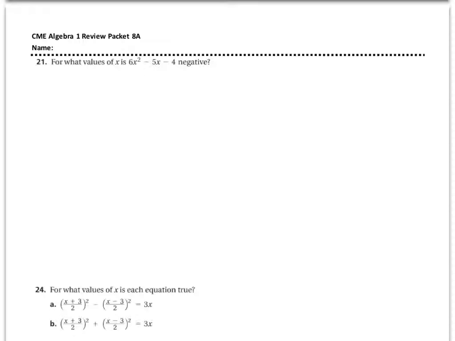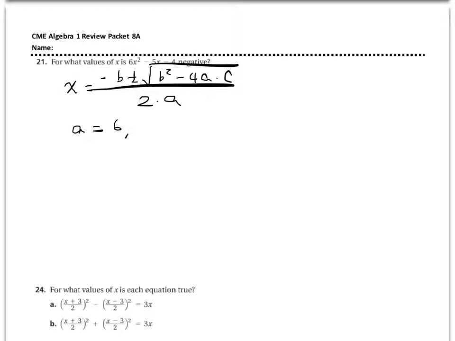So in this case, 8.2 is all about the quadratic formula. So use x equals negative b plus or minus the square root of b squared minus 4 times a times c, over 2 times a. In this case, a is 6, b is negative 5, c is negative 4. Plug the numbers in, simplify it, and you should have two answers. And plug the numbers in to see what makes this expression, 6x squared minus 5x minus 4, negative. So that's that.